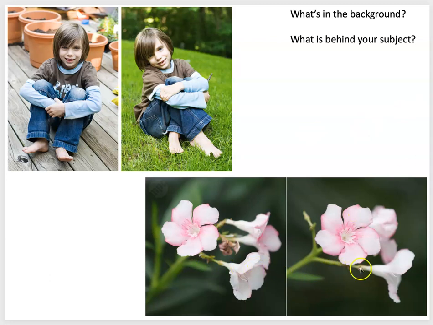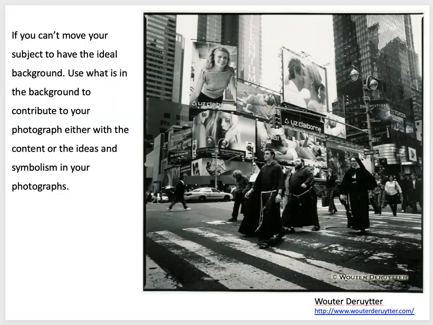This is a good example. These are just beautiful pictures of flowers. But again, like what I talked about before, your perspective, just shifting a little bit, you can just hide the dead flowers and isolate the one flower with a more, what I feel, a more pleasing composition. If you can't move your subject to have the ideal background, use what is in the background to contribute to your photograph, either with the content or the ideas, the symbolism you're trying to show.